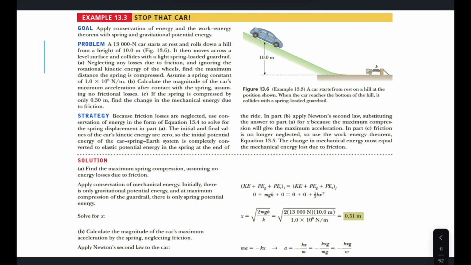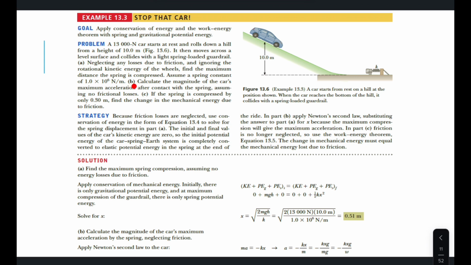Alright, so example 13.3. A 13,000 Newton car starts, this is the weight, not mass only, the weight, at rest and rolls down a hill from a height of 10 meter. It then moves across a level surface and collides with a light spring-loaded guardrail. Here is the guardrail. A, neglecting any losses due to friction and ignoring the rotational kinetic energy of the wheel, find the maximum distance the spring is compressed. Assume a spring constant of 1.0 times 10 to the power of 6 Newton per meter.